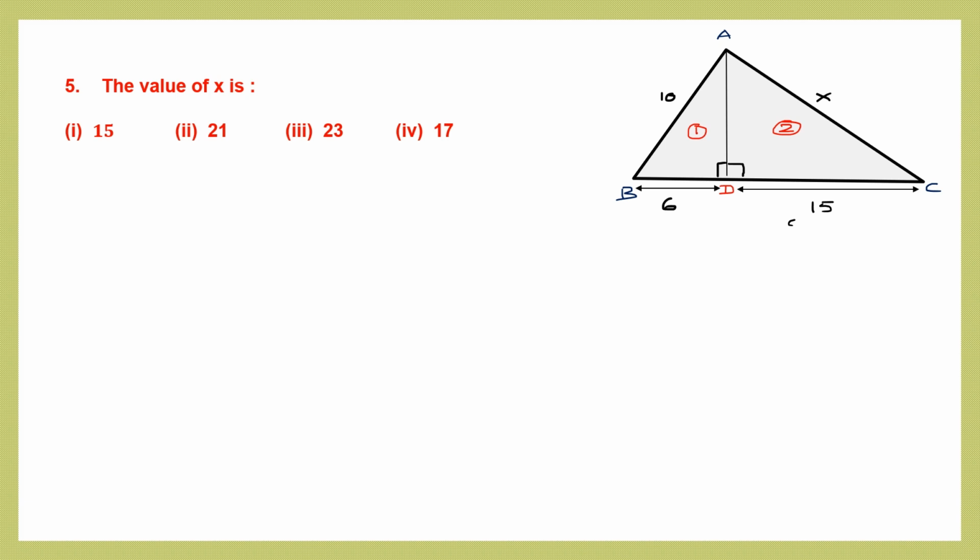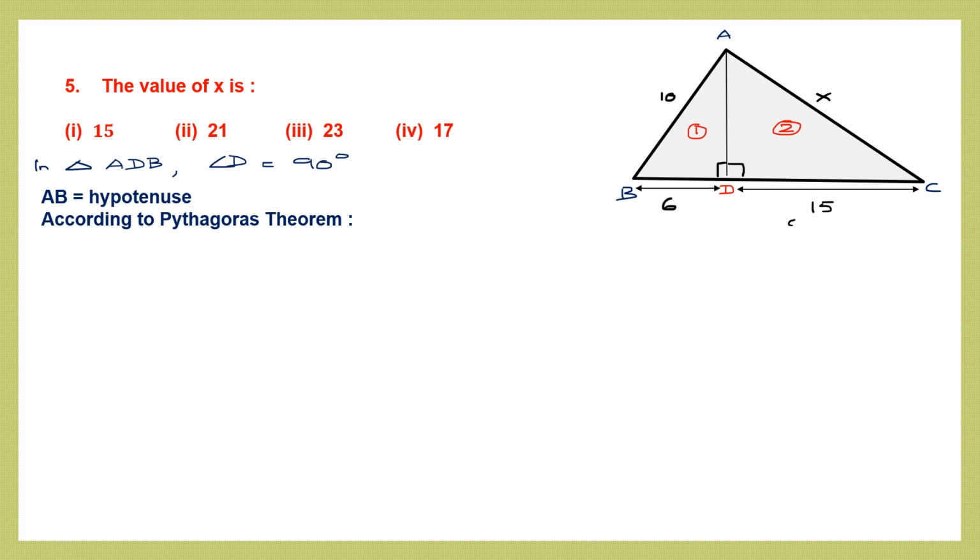So let's begin by saying in triangle ADB, okay, let's take that. In triangle ADB, angle D is equal to 90 degrees. So if angle D is 90 degrees, then AB is the hypotenuse. Okay, so let's write that. So AB is the hypotenuse, so we can apply the Pythagoras theorem. According to that, AB square will be equal to BD square plus AD square.